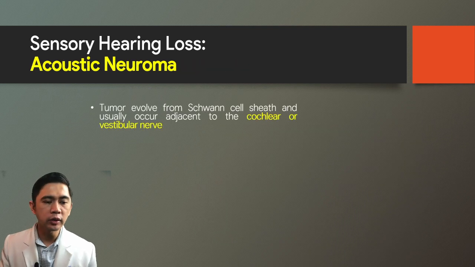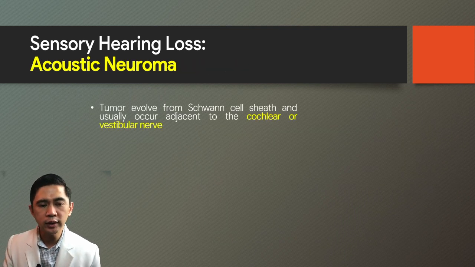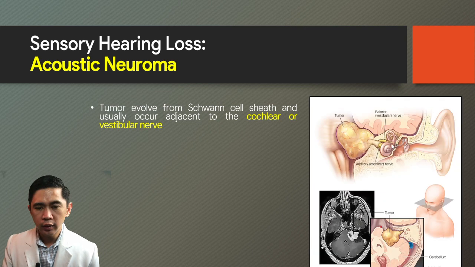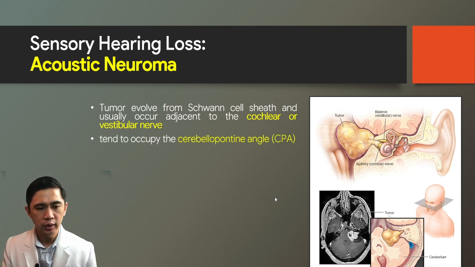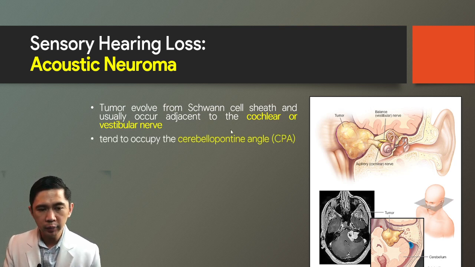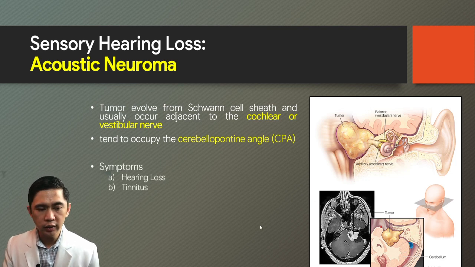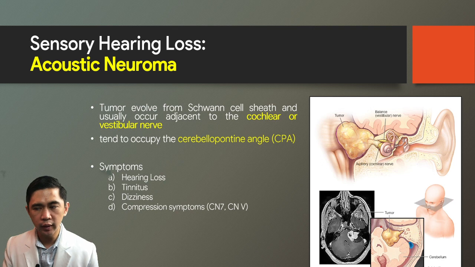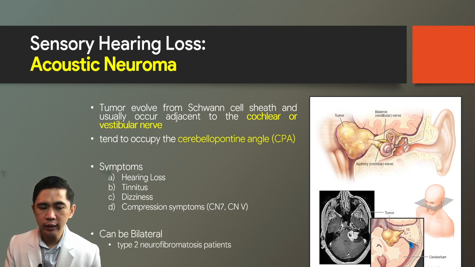Acoustic neuroma. Acoustic neuroma is a tumor which evolved from Schwann cell sheaths and usually occurs adjacent to the cochlear or vestibular nerve. If this is our cochlea and this is our vestibular nerve and our auditory nerve, there is a tumor which sometimes impinges on the nerve, and thus you will have a sensorineural hearing loss. They tend to occupy the cerebellopontine angle or the CPA as seen here. Symptoms of which are hearing loss, tinnitus, dizziness, and compression symptoms of cranial nerve 7 and cranial nerve 5. Acoustic neuroma can be bilateral, especially in patients with type 2 neurofibromatosis.